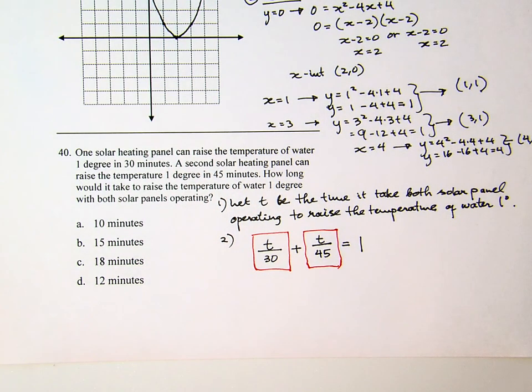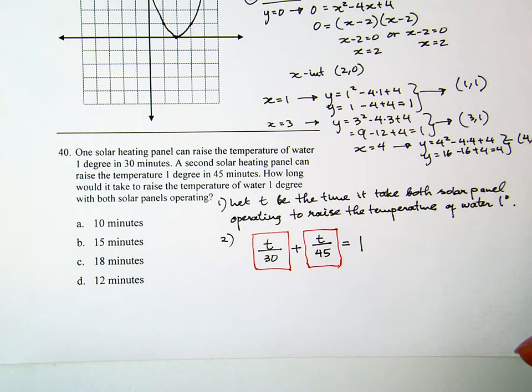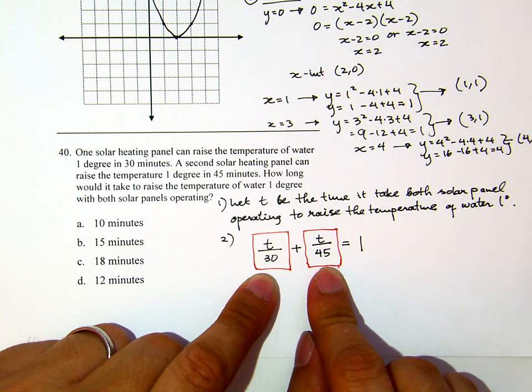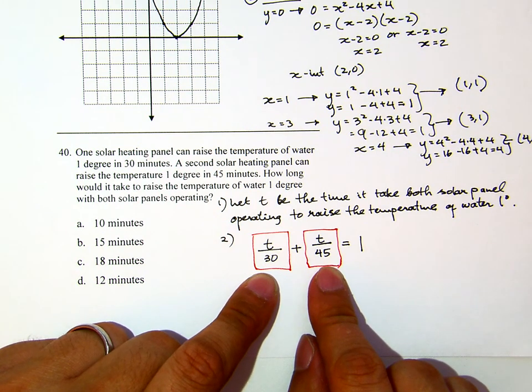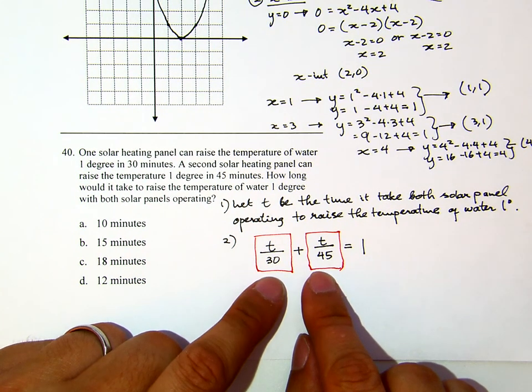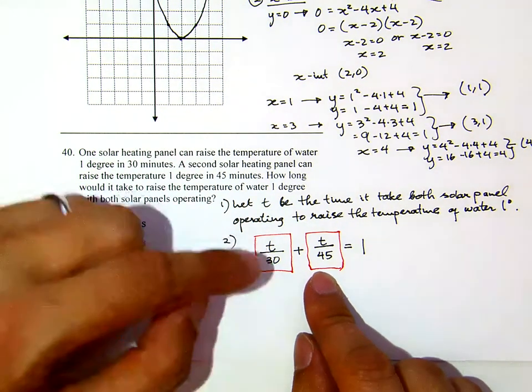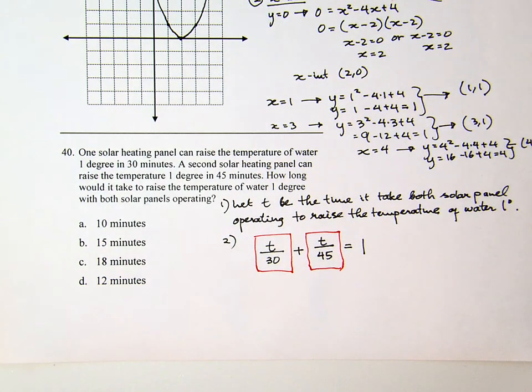Now let's think about this formula again. This formula basically tells us that, if you remember, these 30 and 45 here are the number of minutes the first heating panel and the second heating panel need to increase the temperature by 1 degree if each one of them is working by itself. Now when they work together, then the rates at which they increase the temperature of the water will add up, right? Okay, that's how we end up with this equals 1.